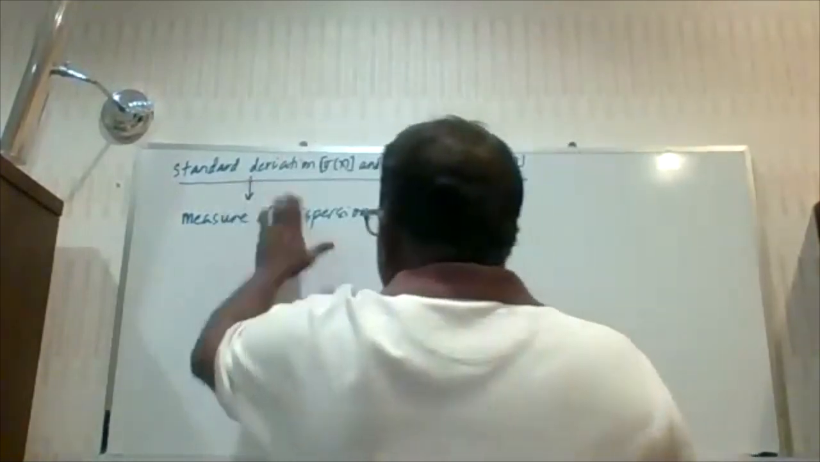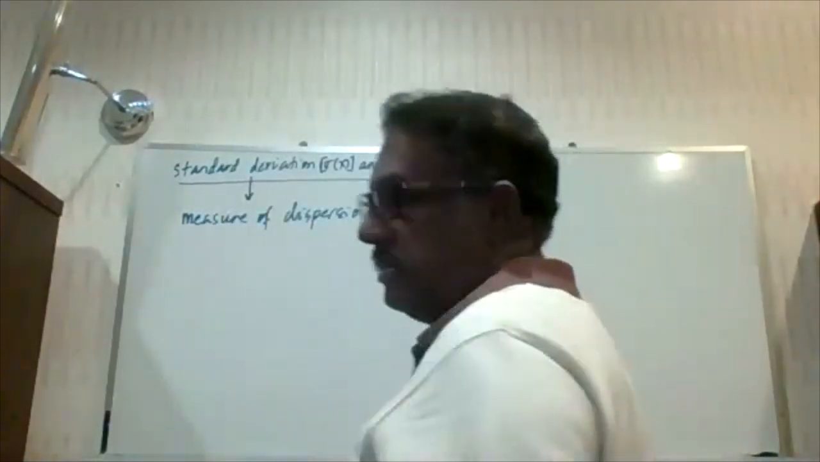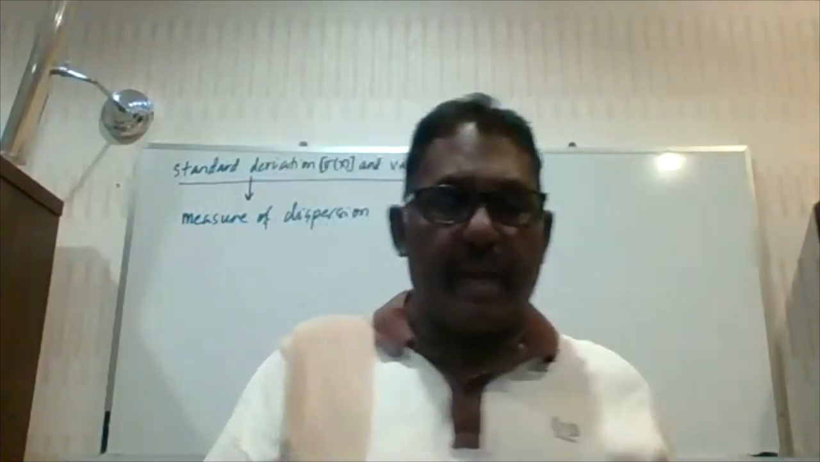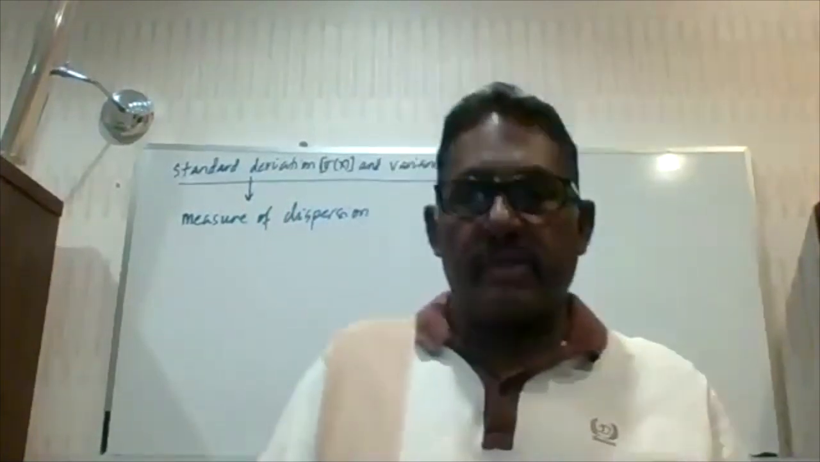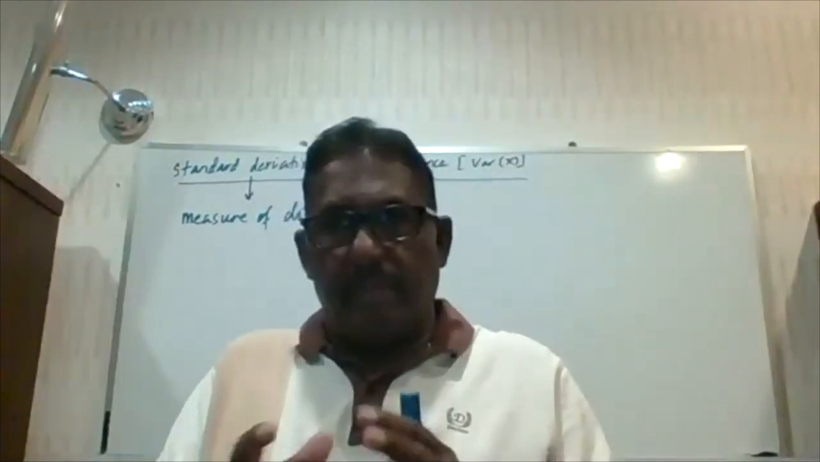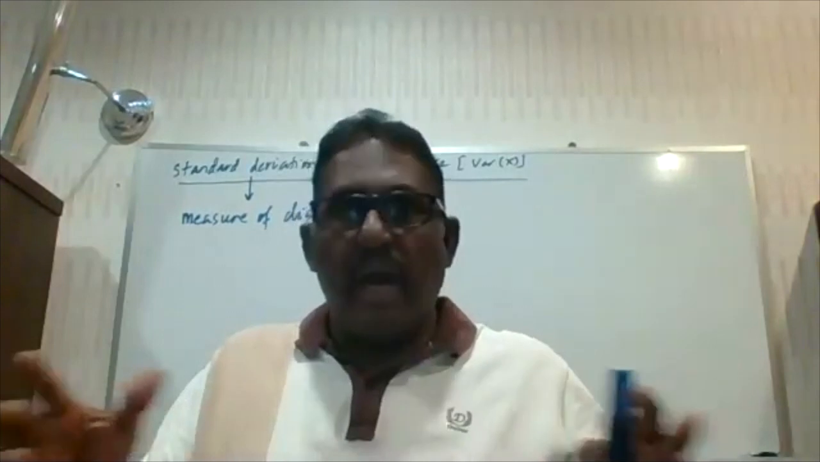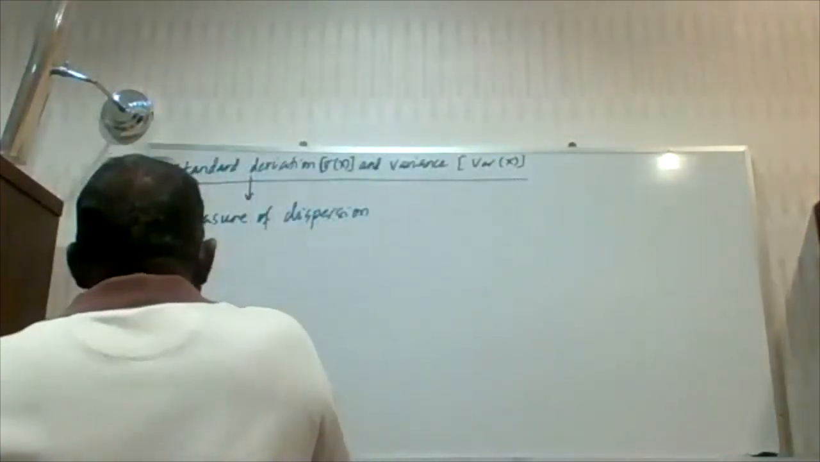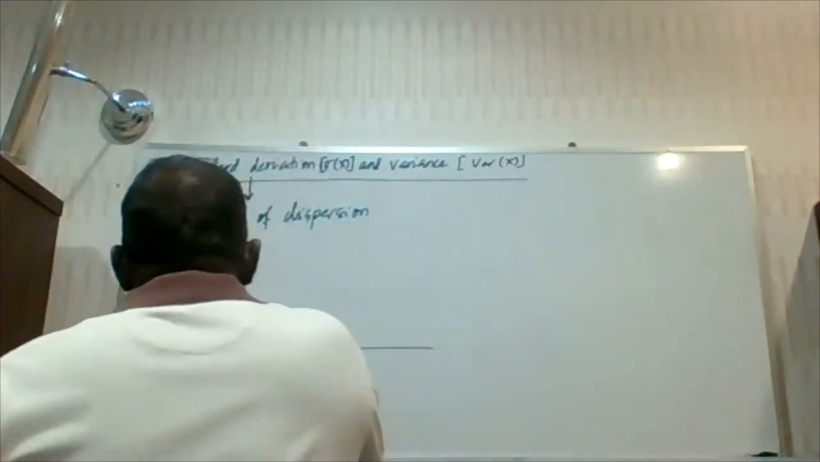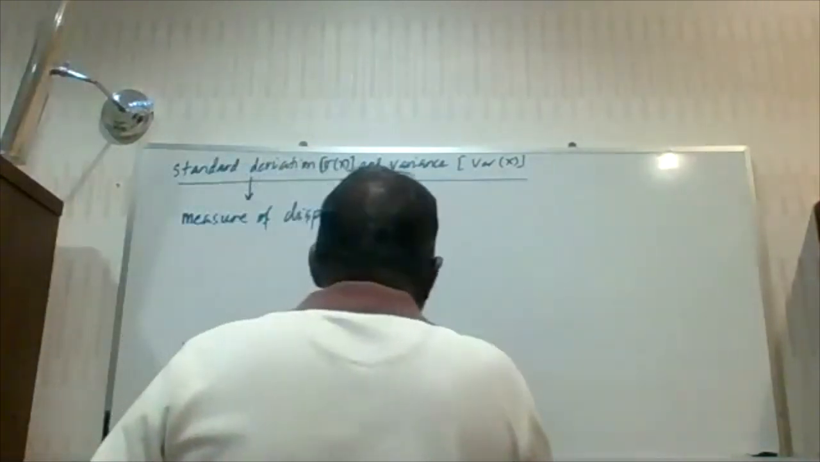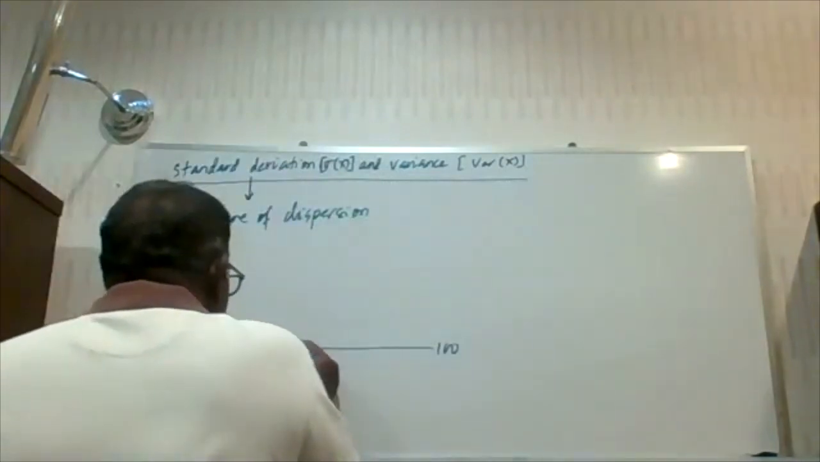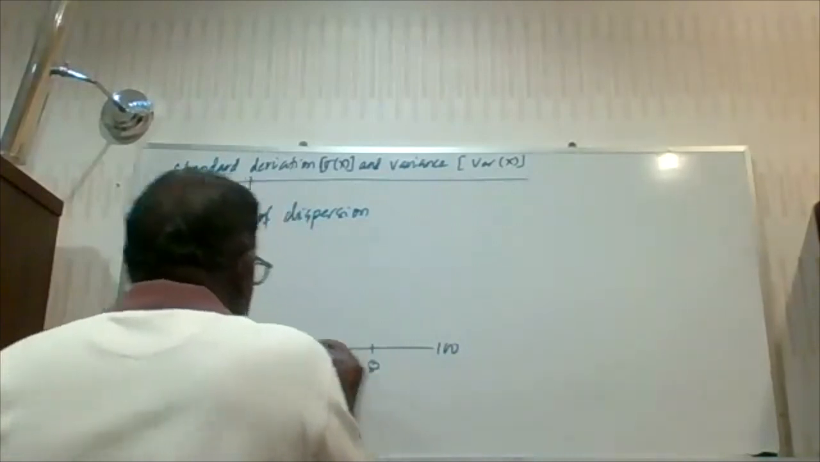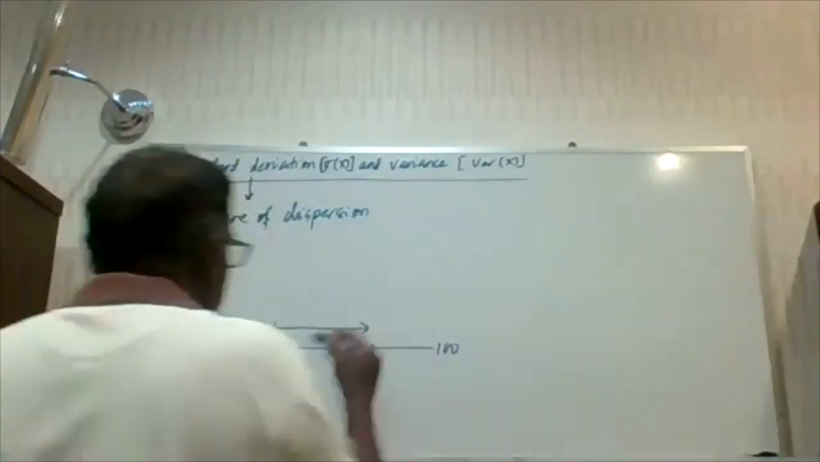Whereas standard deviation is more of a measure of dispersion. Measure of dispersion means we are talking about the spread of the data. How much does the data spread? Let's say this is a range of values from 0 to 100, and the data you collected is somewhere from 40 to 80. So your data spread is only from 40 to 80.